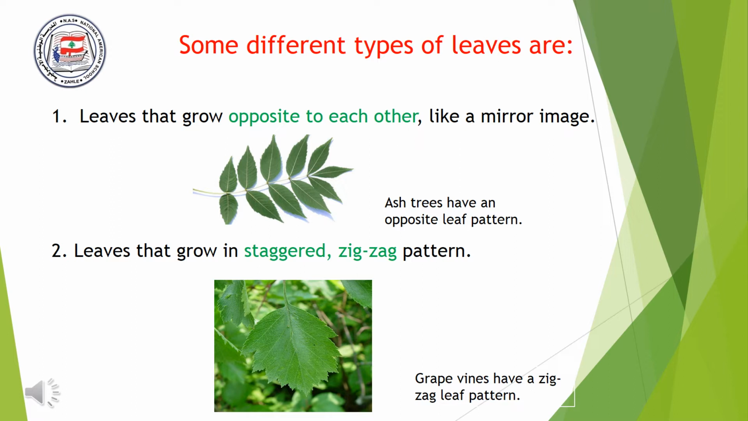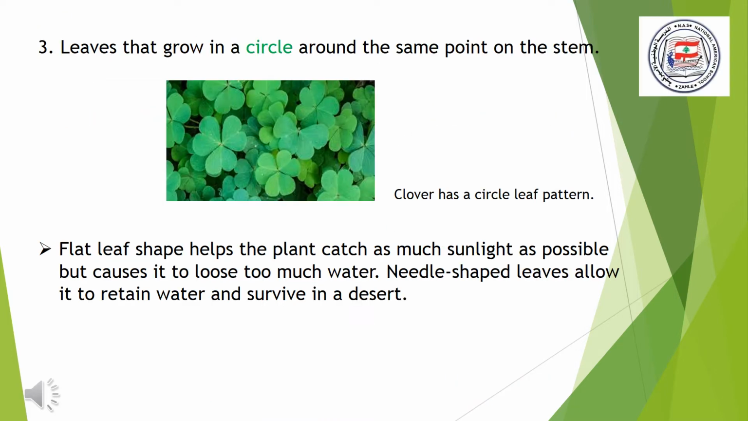Number 2, leaves that grow in staggered zigzag pattern. So if you look at the picture of grapevines, it has a zigzag leaf pattern. So it's like a wave at the sides of the leaf. The third type of leaves are the leaves that grow in a circle around the same point on the stem. So here you have a picture of a clover that has a circle leaf pattern. And here I gave you some more examples of leaf shapes.